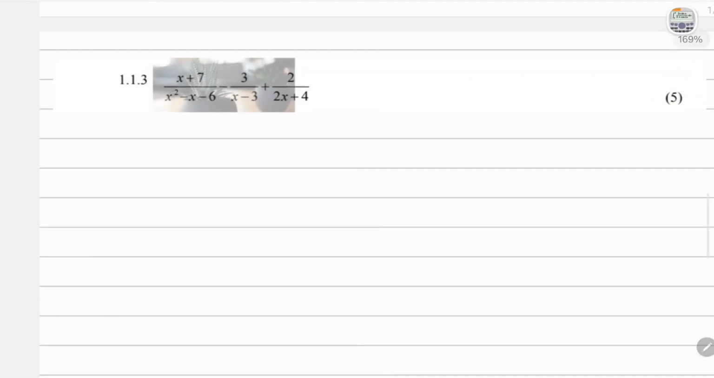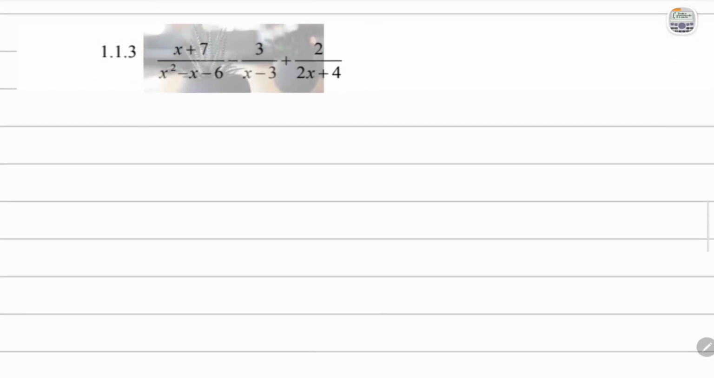The next question, 1.1.3, we have an expression that we need to simplify.